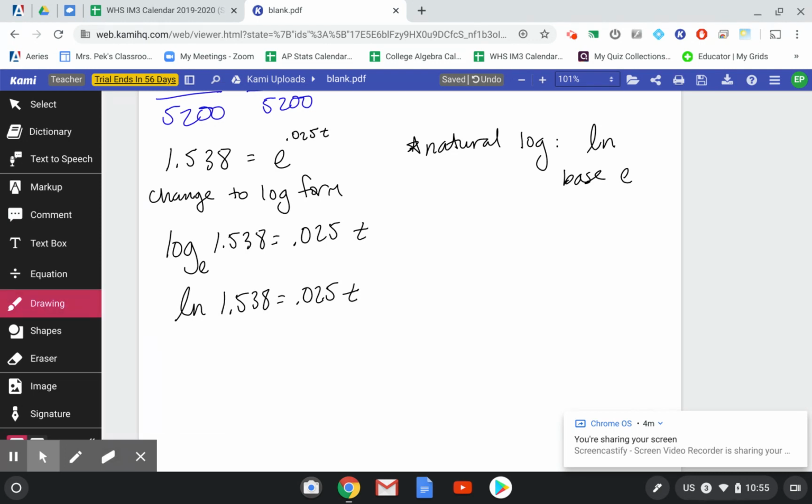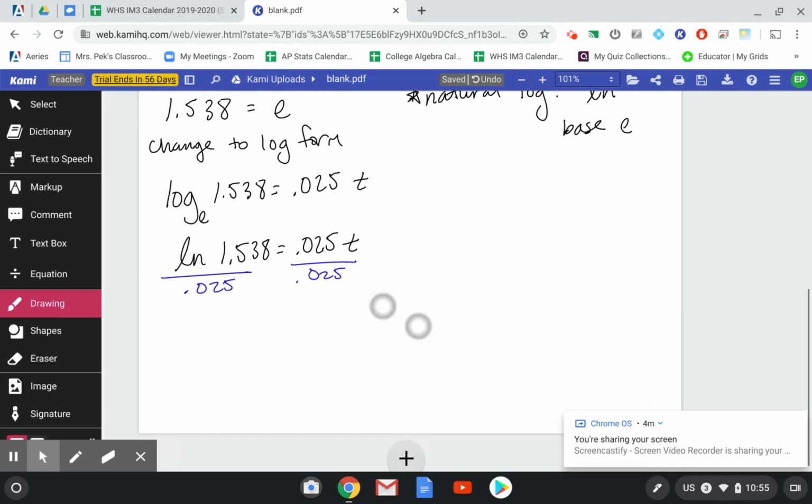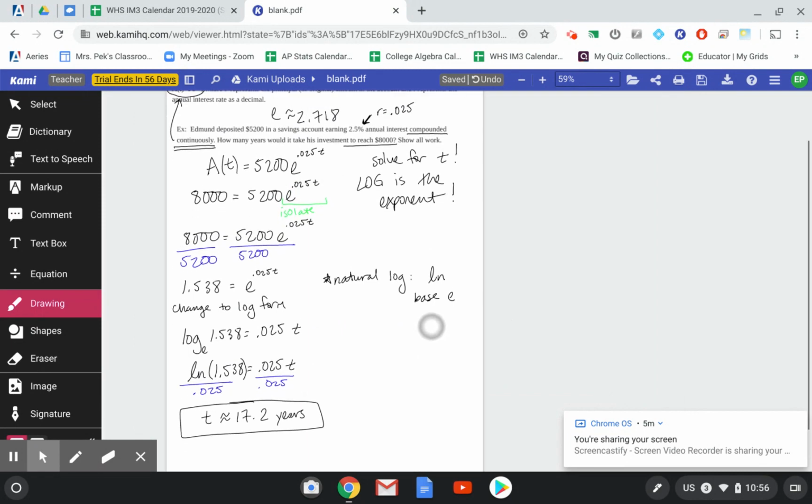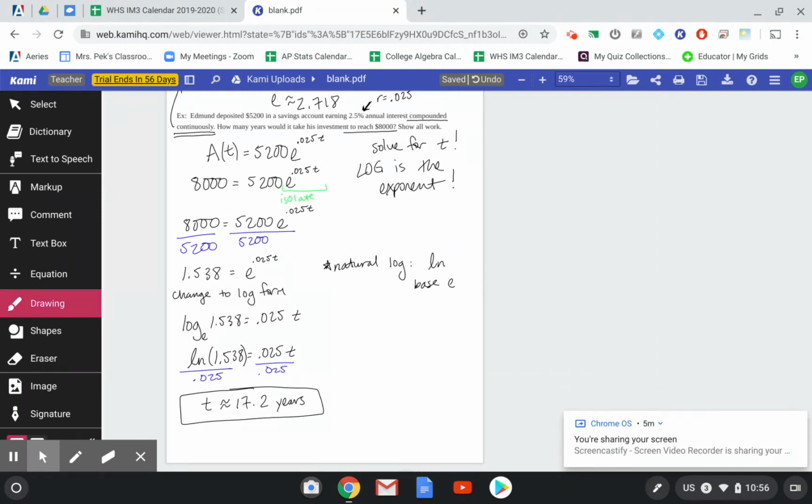I want t by itself, so I'm going to divide by 0.025. Then we can just plug that in: ln of 1.538, and make sure you close the parentheses after you type in the 1.538, then divide by 0.025, and t ends up being approximately 17.2. And then don't forget your units. We're looking for number of years here, so we want to include years. All right, and that is our example for today.